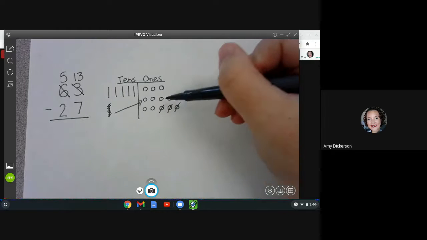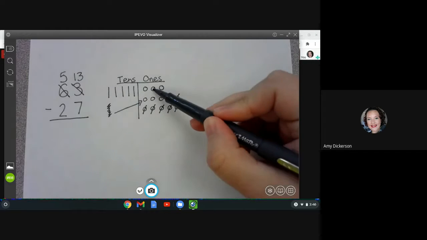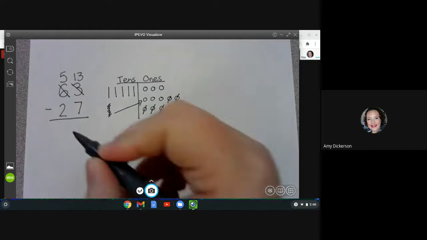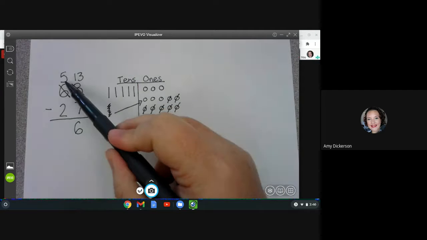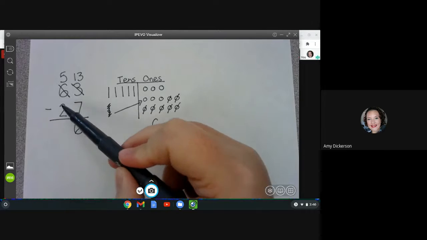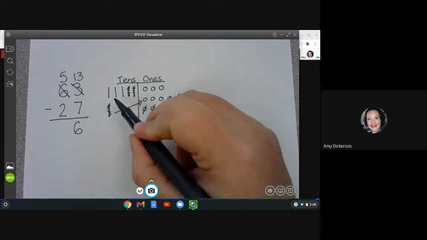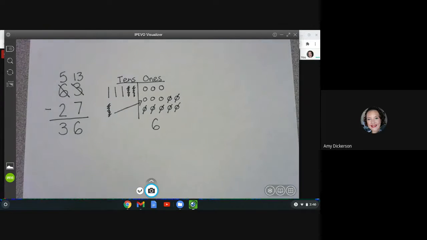1, 2, 3, 4, 5, 6, 7. Okay, and I see that I have 1, 2, 3, 4, 5, 6 left. Write it in both places. Okay, my ones are done, but now I have to go to my tens. And I see I start with 5 and I minus 2. I take 2 away. So 1, 2, and I'm left with 3. So my final answer is 36.